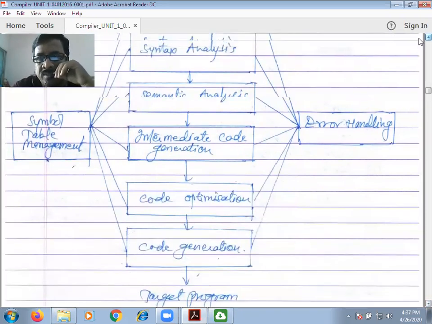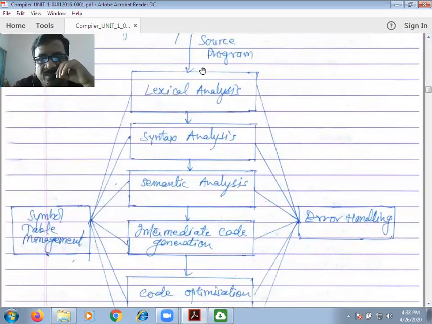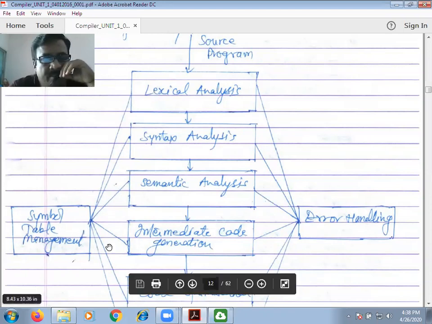The input to the compiler, as we know, is the source program, and the source program enters each and every phase. Each phase generates some output message or output code, correct? And each phase is connected with two more blocks, that is the symbol table and error handlers. The error handler handles the messages related to every phase and generates the reports.